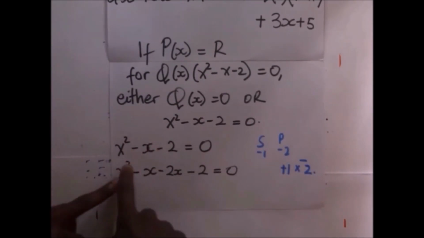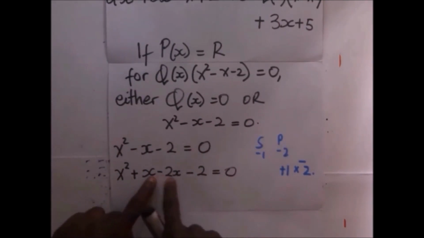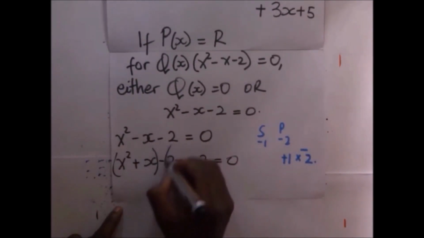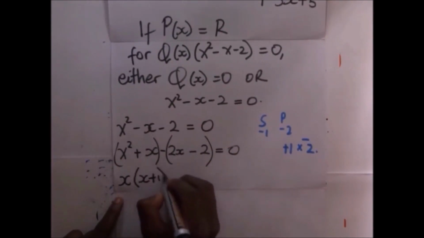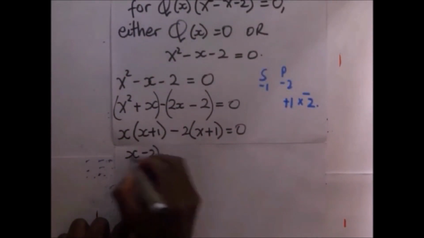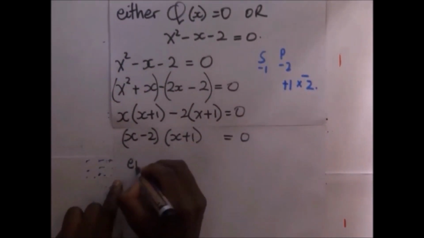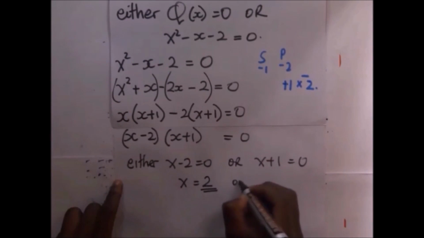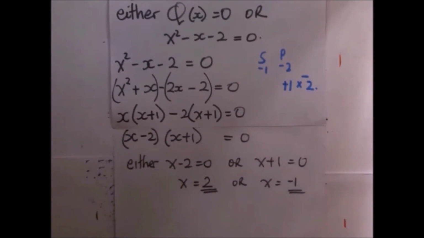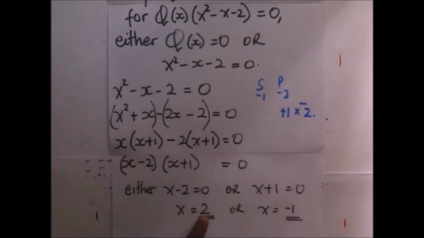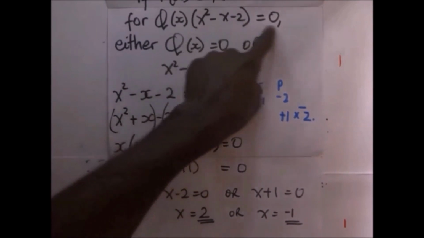So these two numbers are going to replace that middle term. It means it's going to be x squared plus 1x, plus 1, minus 2x minus 2 is going to be equal to 0. So this becomes like that. So we have gotten our values of x for which this expression is equal to 0. When we substitute for 2 or negative 1 in this expression, we shall get 0.